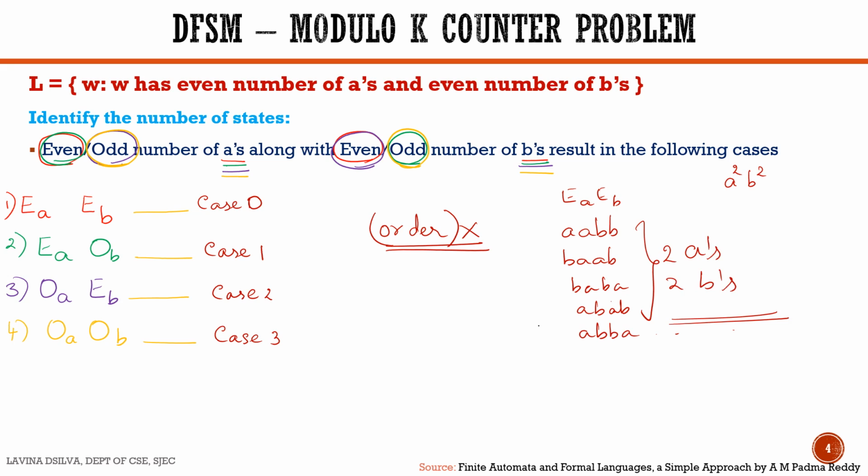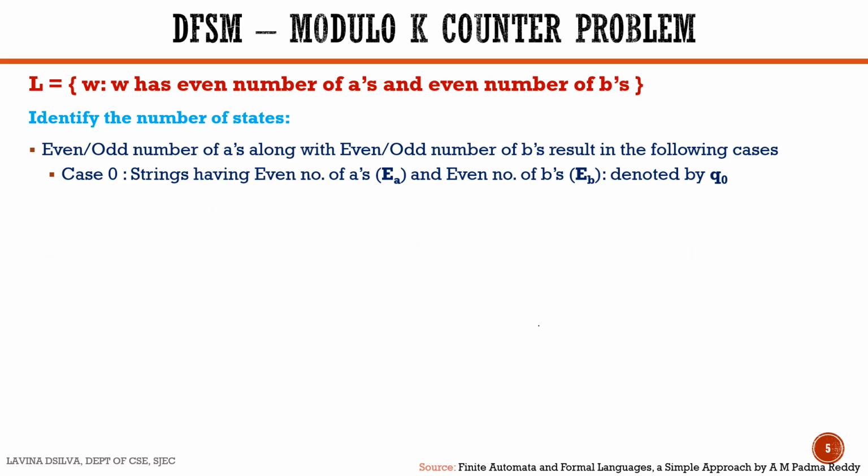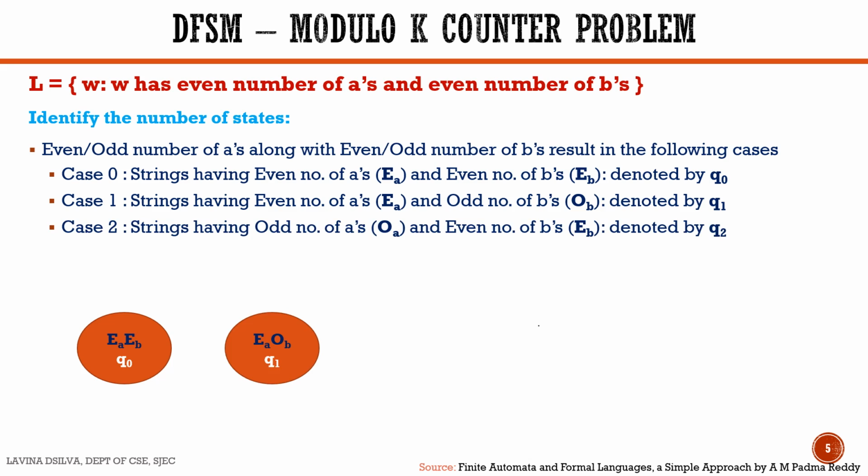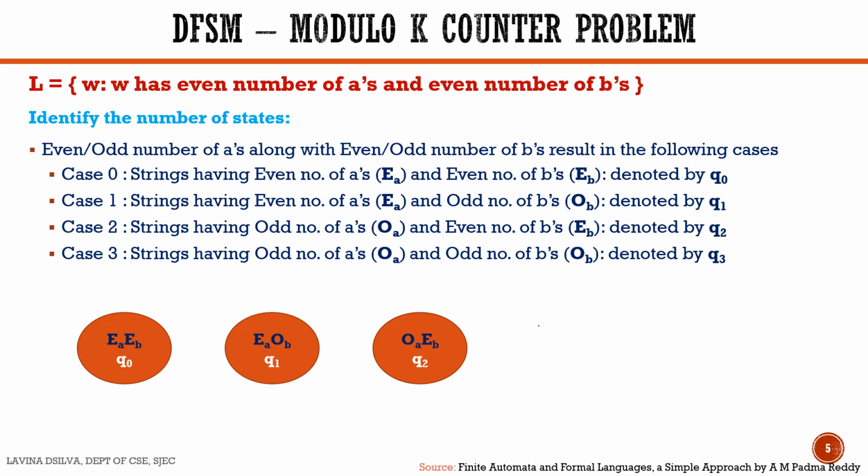Okay. So, to convert this concept into the number of states, because we require the number of states, we will do the following. Whenever we have the combination of even number of A's and even number of B's, that is our first case, or case 0, we will use Q0 as the state representation. When we have even number of A's and odd number of B's, that is our case 1, we will use Q1 as the state representation. Whenever we have odd number of A's and even number of B's, we will use Q2 as the notation. And when we have odd number of A's and odd number of B's, we will use Q3 as our state representation.